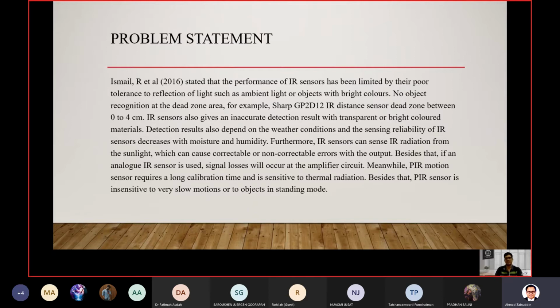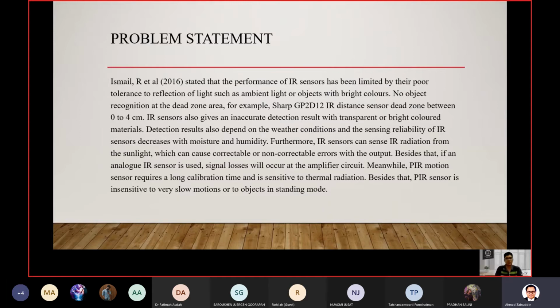Furthermore, IR sensors can sense IR radiation from the sunlight, which can cause correctable or non-correctable errors with the output. So we could say that if it is put in an outside area, the infrared radiation from sunlight can also cause confusion with the output and may give results that can be modified or not modified.